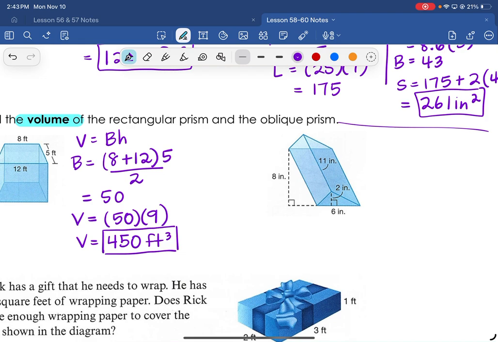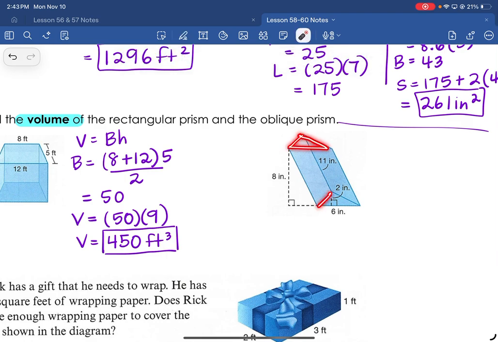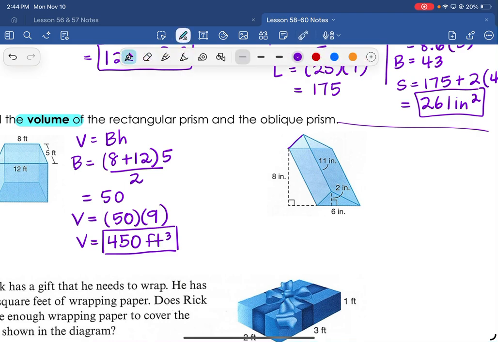Okay, so the way you know if it's a base is if there's 2 of them and they're parallel to each other. So look up here. See this and this? These are the bases, because there's 2 of them and they're parallel to each other. This is a triangular prism, and the reason it's called triangular is because the bases are triangles. So that'd just be 11 times 6 then? You actually don't even use the 11. The 11's there to trick you, because they want you to think that 11's the height, but it's not. 8 is the height.